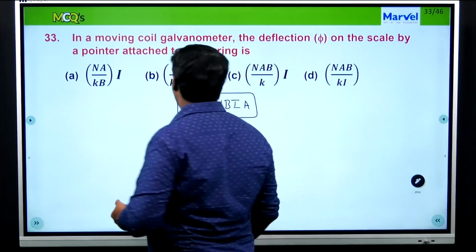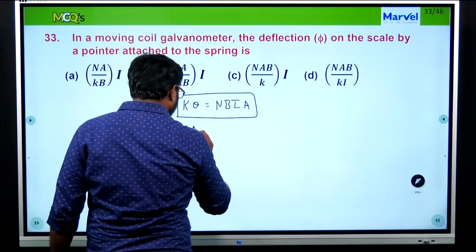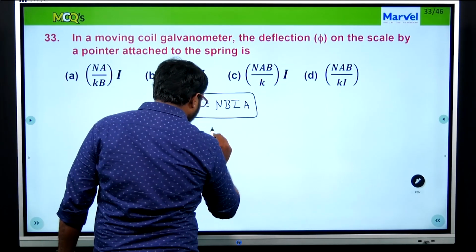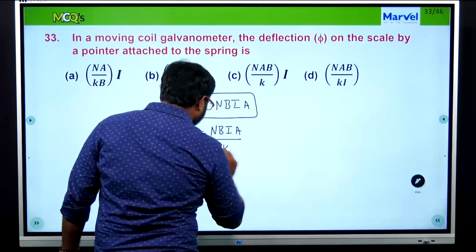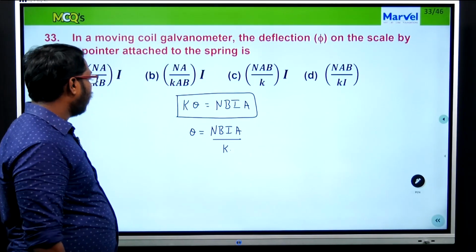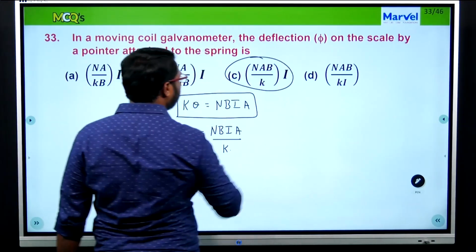So here they are asking us to find the deflection on the scale. So theta is the deflection on the scale, which is equal to NBIA by K. So option C is our answer.